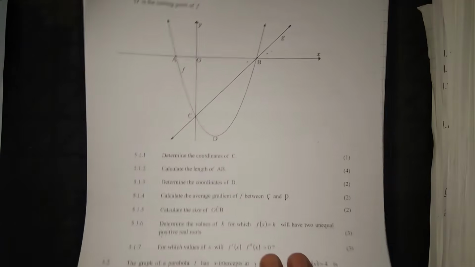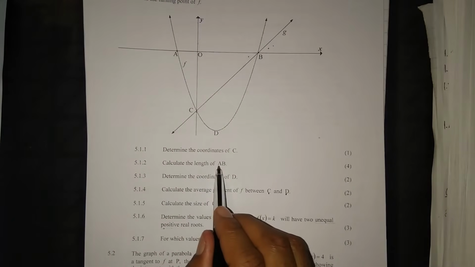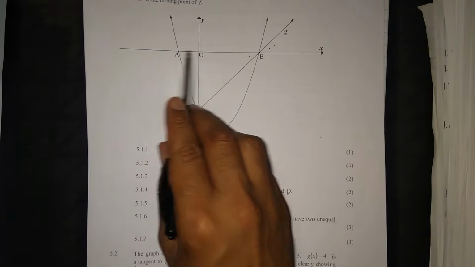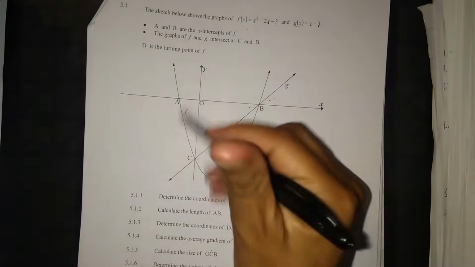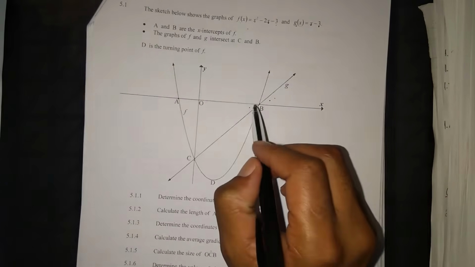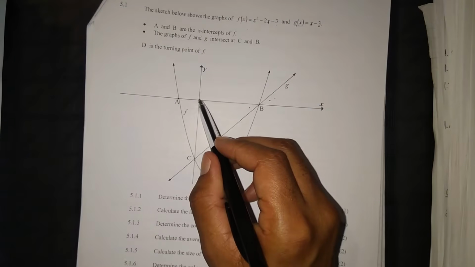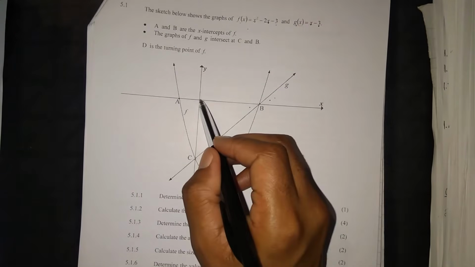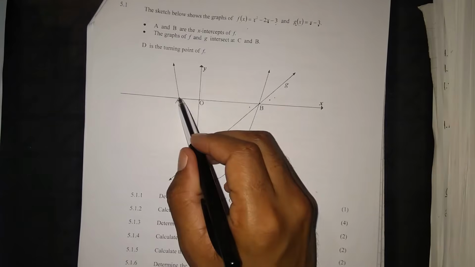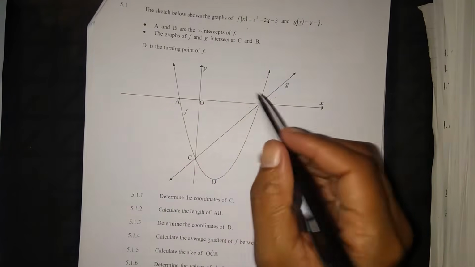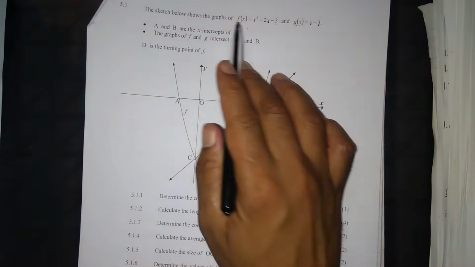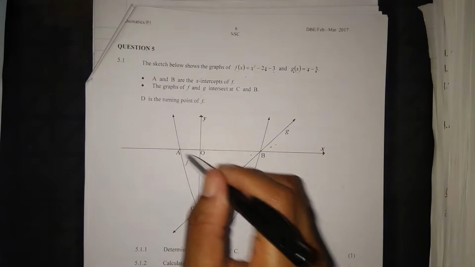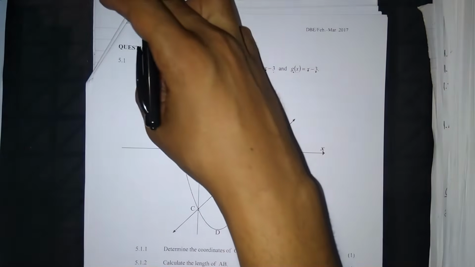5.1.2 calculate the length AB. What is AB? In this question it is the length between A and B. So the distance from the origin to B is its x-intercept, and the distance from the origin to A is its x-intercept. So therefore we need the x-intercepts for graph f. After finding our x-intercepts for graph f, I just simply add these distances. Then it's the total length of AB.